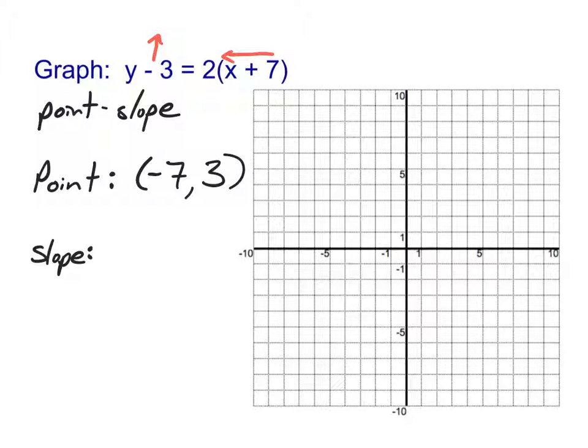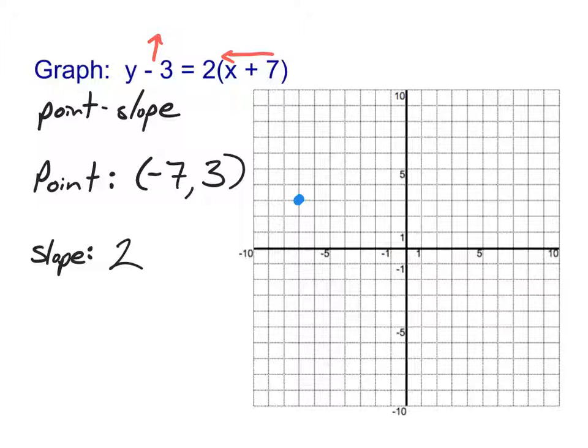Now the slope, that part's hopefully easier because the slope is still whatever's multiplied by the x. Now yes, there is a parenthesis sitting in here, but still the 2 is going to multiply by the x. So the 2 is going to be my slope. Once I know that, I can actually make this graph then, because I start at the point that I've identified, the -7, 3. So that means go left 7, go up 3, plot the point there.